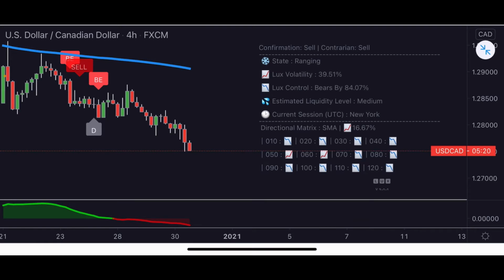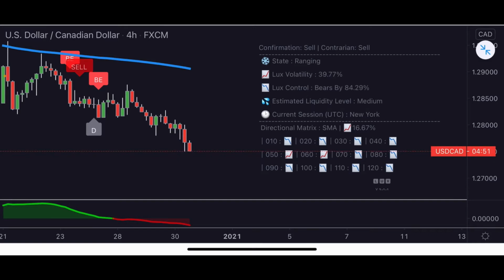And the bears are in control on all higher time frames. It has totally switched over to the bears. They are in control on all higher time frames. The bulls are not in control of anything. Even the directional matrix, meaning the simple moving averages on all time frames, are on the downside. The price is under all moving averages on mostly all time frames.